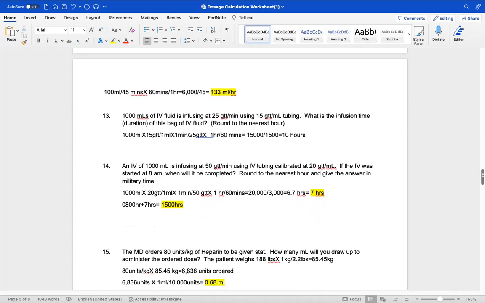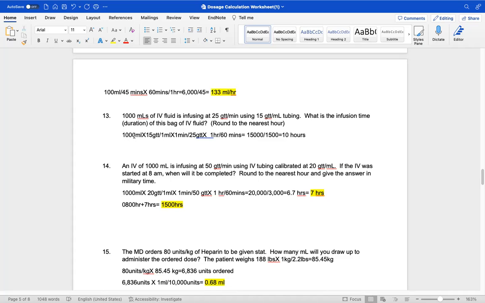Now, the next one, we are going to have 1,000 mLs of IV fluid infusing at 25 drops per minute using 15 drops per mL tubing. What is the infusion time or duration of this bag of IV fluids? Round to the nearest hour.